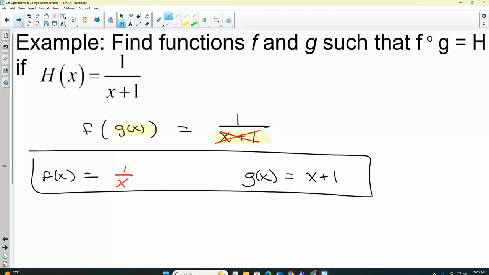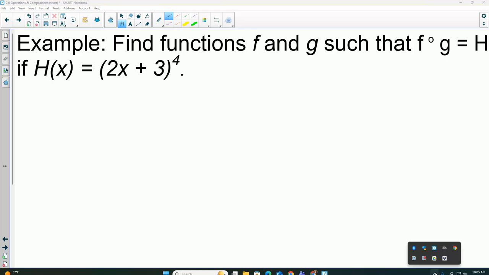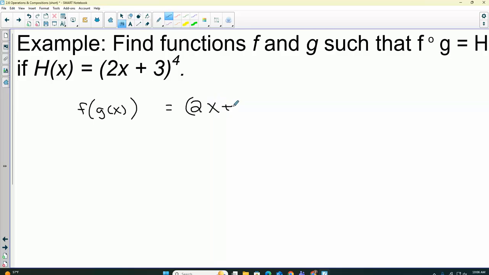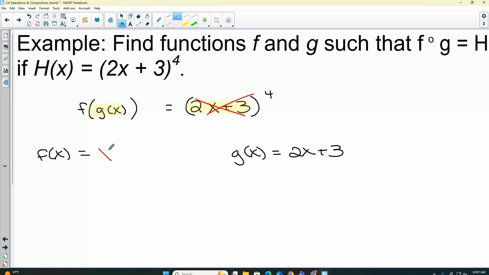I want you guys to do this one. So, f of g of x is equal to 2x plus 3 to the 4th. So my inside is my g of x. So g of x would be 2x plus 3. For f, think about if we undo that, if I take it out and put an x in its spot, f would be x to the 4th.